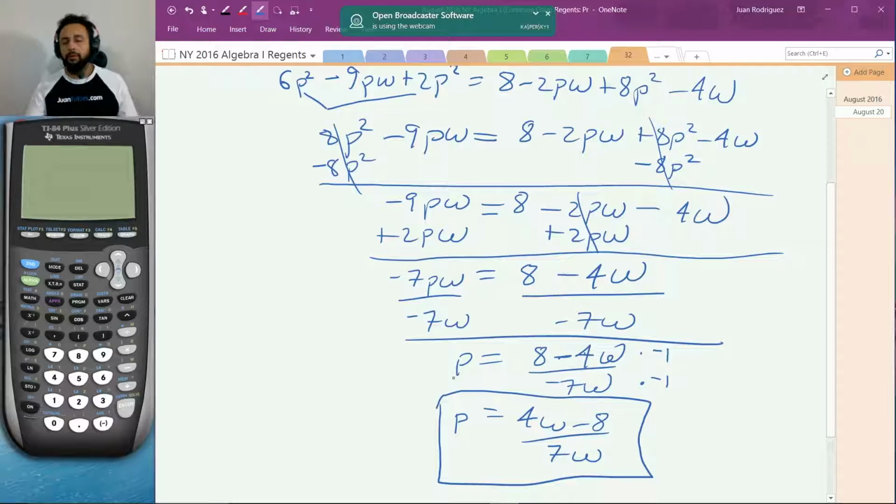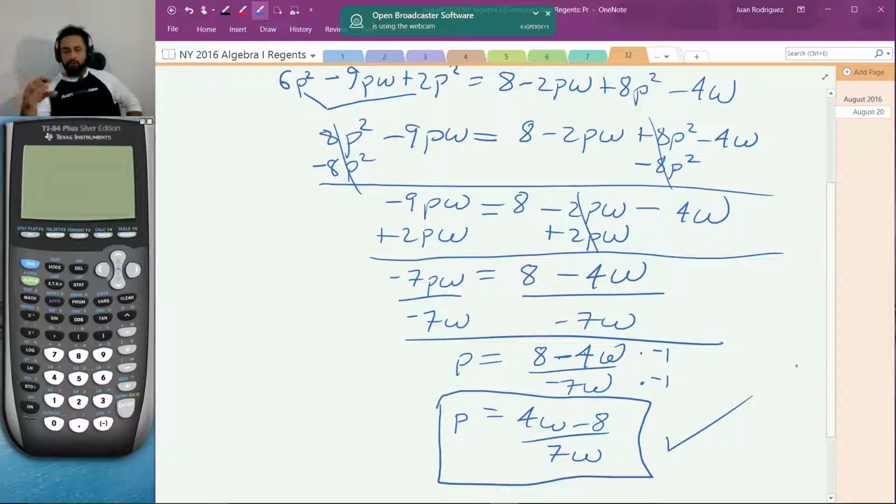That's it. So if you want to check your answer, like I said before, you can choose a number for w. If you want to choose carefully, you can choose a number for w such that p is an integer, makes it easier to plug in. Or you can go in your calculator and plug the numbers carefully in for yourself. But this is the correct answer, and that's it.